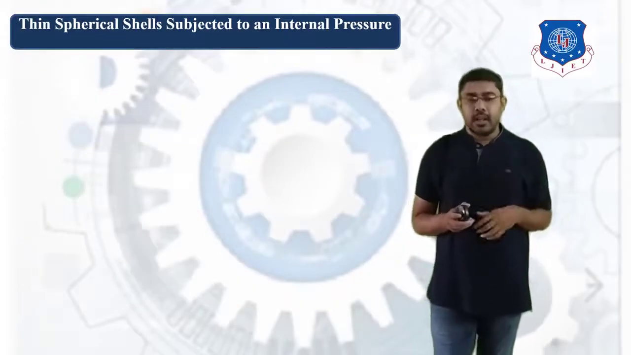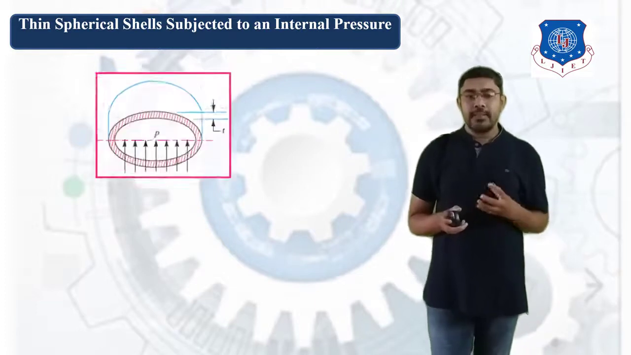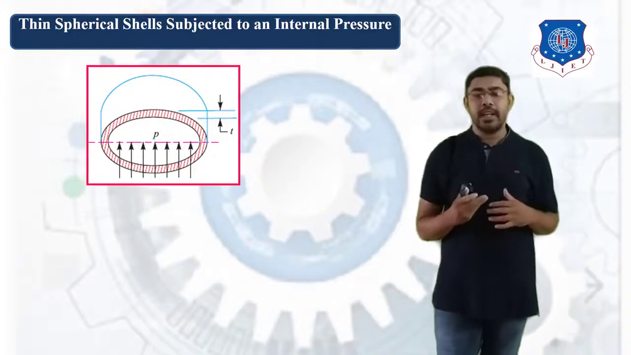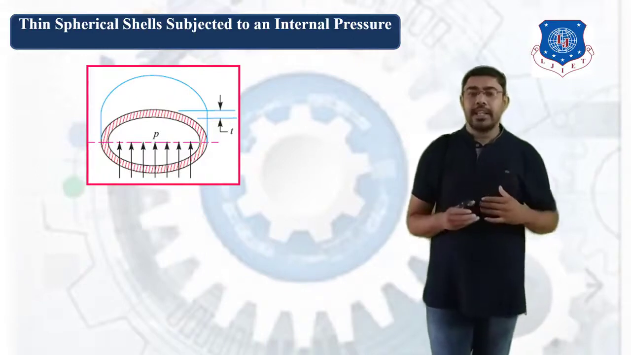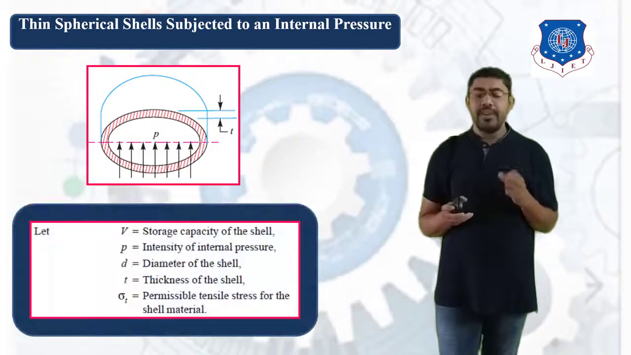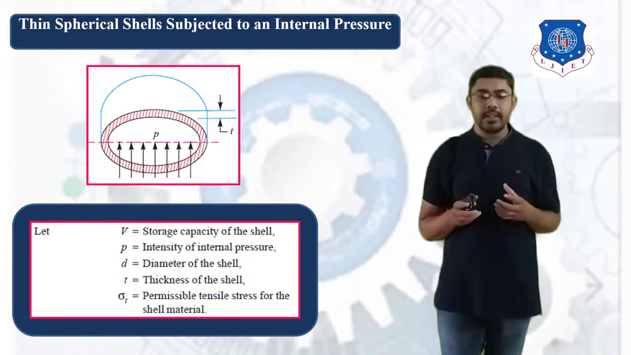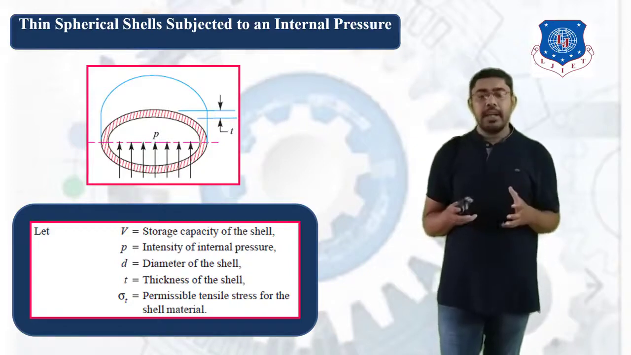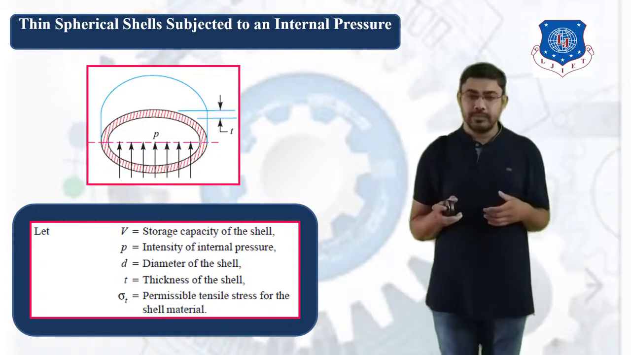Now, spherical shells subjected to internal pressure. Consider a spherical shell subjected to internal pressure P. Here, you can see the intensity of pressure P applied on the thin spherical shell, and t is the thickness of the sphere. Let V be the volume capacity of this shell, P the intensity of internal pressure, D the diameter of the shell, t the thickness of the shell, and sigma t the permissible tensile stress for the given shell material.